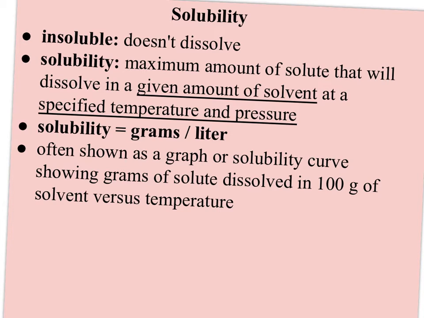So that almost looks like molarity, except remember molarity is moles per liter. So solubility is a little easier to calculate. You simply find the mass of your solute on the balance, measure out the liter of solvent you're using, and you can calculate solubility. Solubility is often shown on a graph as what we call a solubility curve. And oftentimes it shows the grams of solute dissolved in 100 grams of solvent versus some temperature. And pressure is usually considered to be normal atmospheric pressure, around 1 atmosphere.